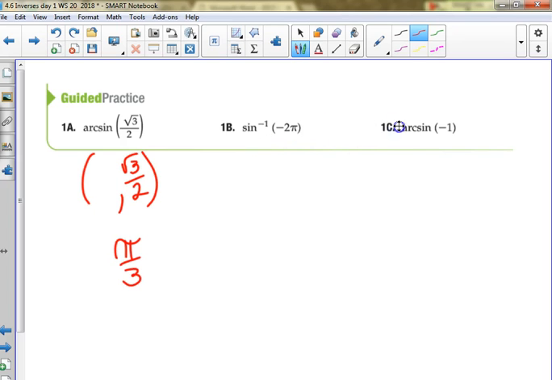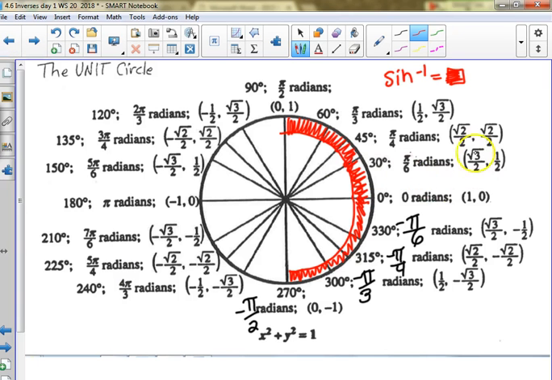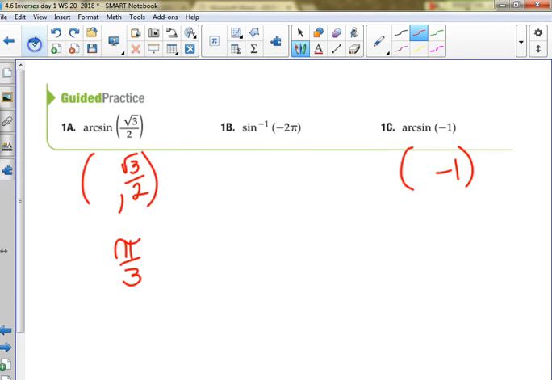I'm skipping B for a second. Part C here says arcsine of -1, so I'm looking for a -1 in that position. I go to my unit circle, I go down here, but I don't call that 3 pi over 2, I have to call it what? Negative pi over 2. Do you see how easy this is? We're just using the colored circle to find the angles. Seem okay so far? Okay, now they're going to mess with your mind.